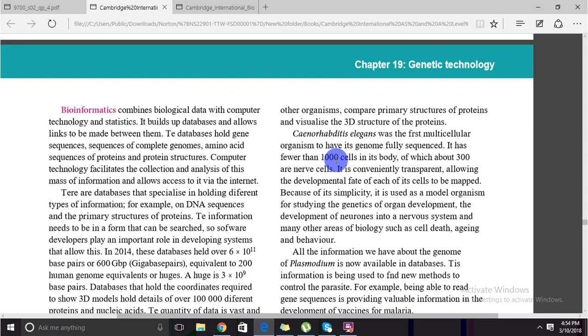So this is the first multicellular organism to have its genome fully sequenced. It has less than 1,000 cells and 300 nerve cells, and because it is conveniently transparent, the developmental fate of each of its cells can be mapped. And because of its simplicity, it is used as a model organism for studying the genetics of organ development. So when this is happening to an organ, which genes are being expressed and which gene products are doing their thing.